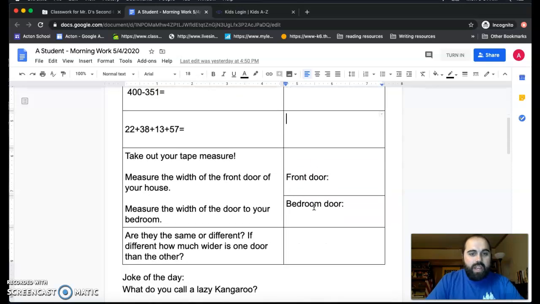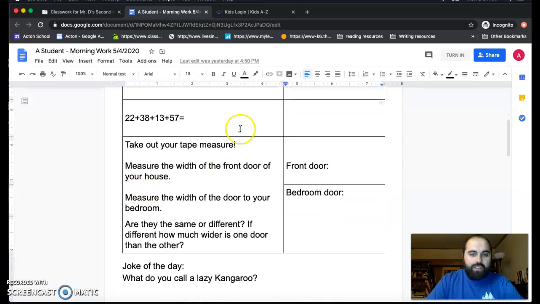All right. And one of the last things that you need to do is take out your tape measure this morning. I'd like you to measure the width of the front door of your house. You're going to put your front door measurement right here. Then measure the width of the door to your bedroom and put your measurement here. Now think about it. Are they the same or different? If different, how much wider is one door than the other? So you're going to put the difference in here.